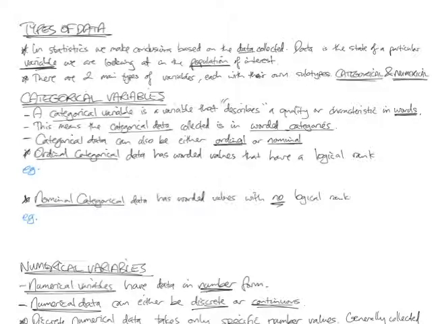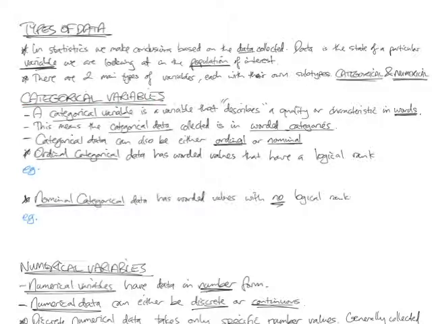So in statistics, we make conclusions based on the data that you've collected, looking at that data and analysing it, doing statistics on that data, alright? So data is the state of a particular variable that we're looking at in the population that we're interested in. There's two main types of variables, each with their own subtypes. The two main types are categorical and numerical, and these two types have their own subtypes within them.